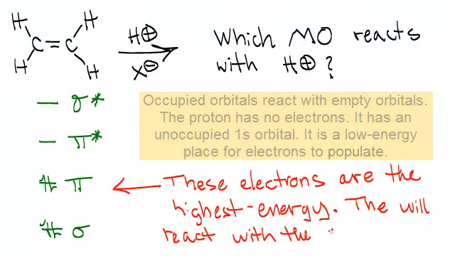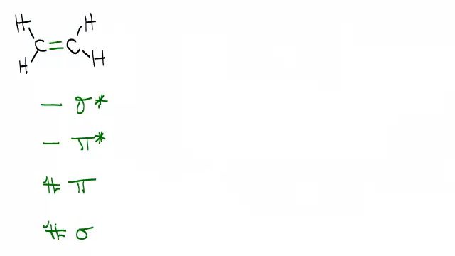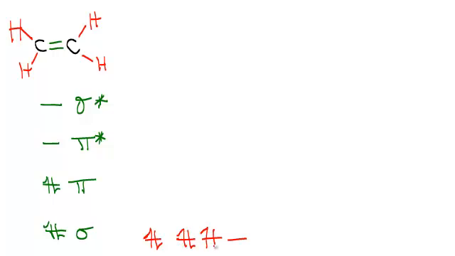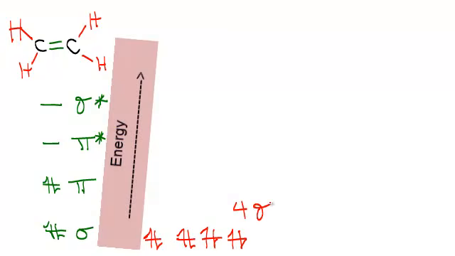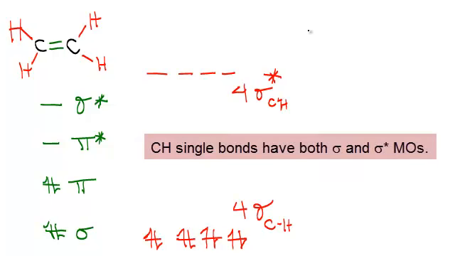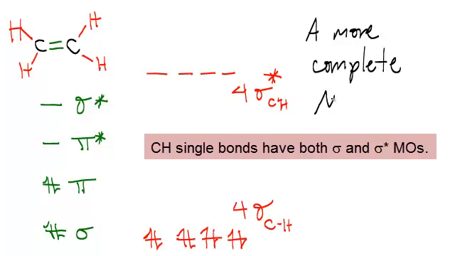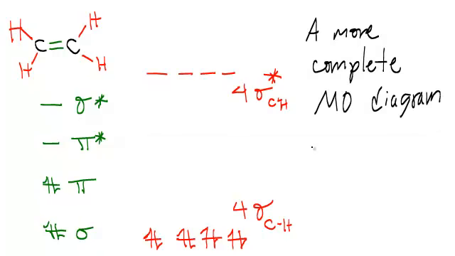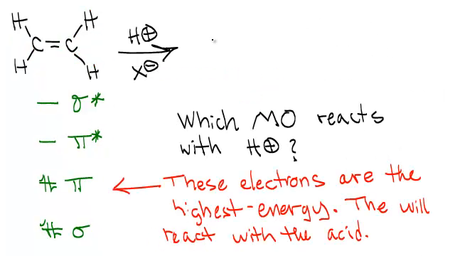I want you to draw your attention to something else. When I splayed out the sigma, pi star, and sigma star molecular orbitals in energy, I intentionally ignored the carbon-hydrogen molecular orbitals. These would be in the molecular orbital diagram as well. I'm just not showing them because I don't want to complicate things. In any case, pi contains electrons that are higher in energy than these CH sigma bonds.